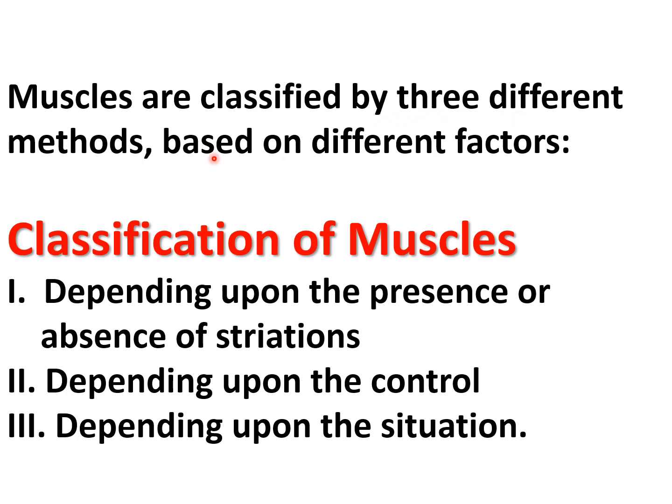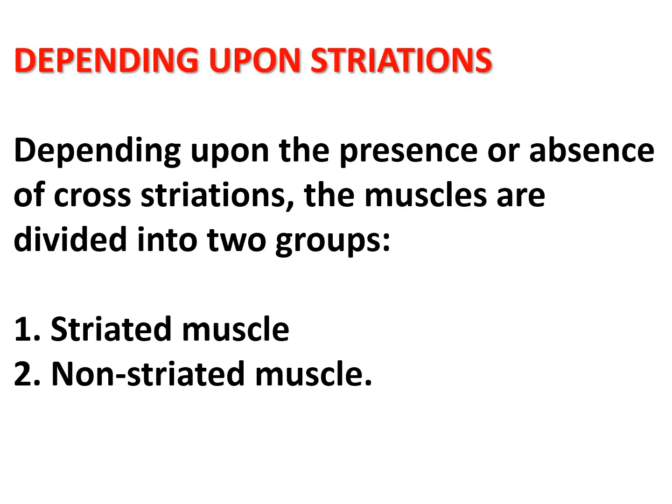Muscles are classified by three different methods based on different factors. The classification of muscle depends upon the presence or absence of striation, depending upon the control, and depending upon the situation. Then, depending upon the striations: depending upon the presence or absence of cross striation, the muscles are divided into two groups, striated muscle and non-striated muscle. Striated muscles are skeletal and cardiac muscle, and non-striated muscles are smooth muscle.